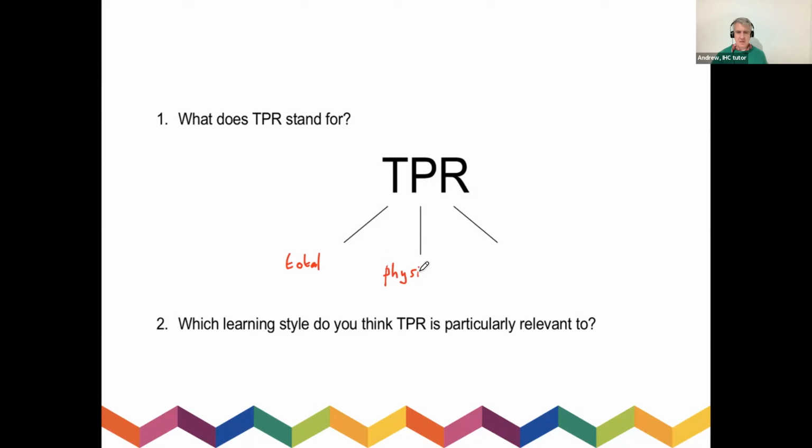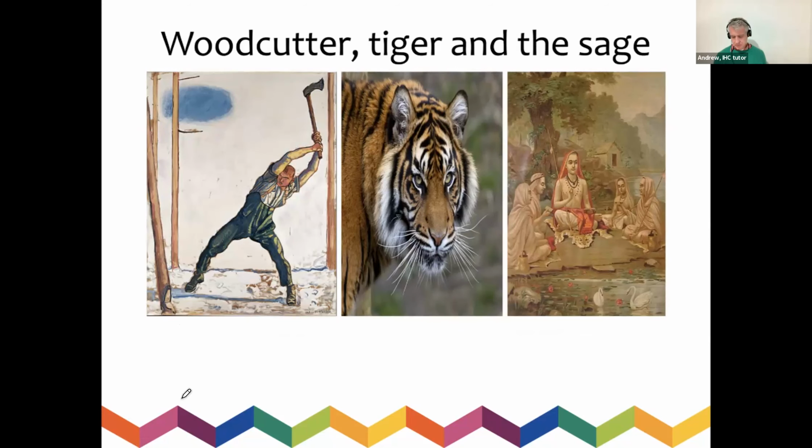And second question, which learning style do you think TPR is particularly relevant to? Kinesthetic. Very good, yeah, because it involves movement, doesn't it? Now, I'm going to tell you a story that involves the following characters. Okay. The woodcutter, the tiger, and the sage. The sage is like a wise or holy man. Right? And the story is from India.